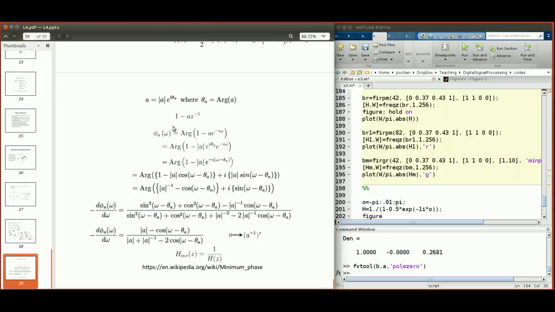Now suppose this particular zero a is located inside the unit circle. If it's located inside the unit circle, then we have the absolute value of a smaller than 1, right? Now imagine we reflect this zero with respect to the unit circle. That's basically taking a, converting it to a to the minus 1, and then taking the conjugate. We replace a, whose length is smaller than unity, with a to the minus 1 conjugate, right?